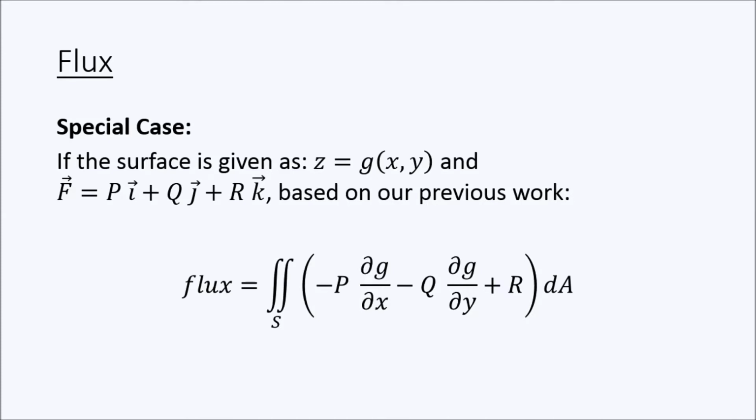But then the next one, it was Q times negative partial of g with respect to y, plus R times 1. And again, this gives us a very nice formula to get a scalar function that we can integrate over. And it's probably the most useful one, for any time that we're actually given our surface as a function of two variables, right? Where I can get that z by itself. This is the important one you really want to put a box around and make sure you're comfortable using.